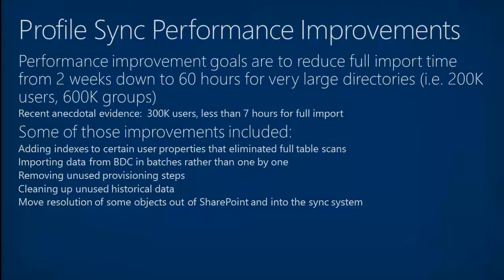You can see that in terms of the details, I've tried to leave a lot of those on the slides for you to come back and look at later, but overall we grab things from BDC in batches rather than one at a time. So if you do pull that information to augment your existing profiles from Active Directory with something from Business Connectivity Services, then it does it a lot faster. We removed a series of provisioning steps that weren't necessary. We cleaned up a lot of the unused historical data that was in there. And we also removed a series of objects that really weren't necessary to do a profile sync. So a lot of the overhead has been removed, and it's really made it significantly faster.